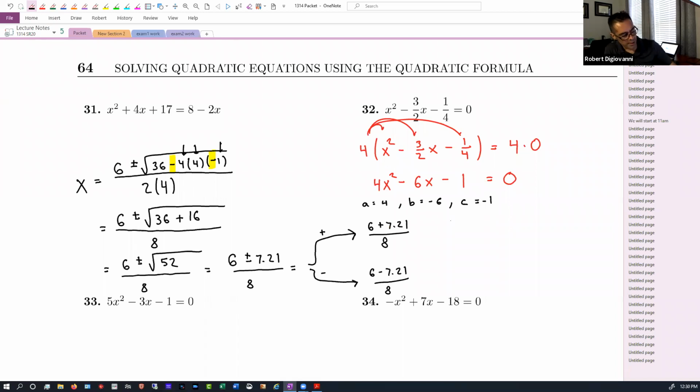And you'll just want to check that you can get the same answer on your calculator. So make sure you're typing this in properly. 1.65. And the other one, you should get negative 0.15. There we go. So that problem was just like the ones before, but we had to clear the fractions first. Any questions there?